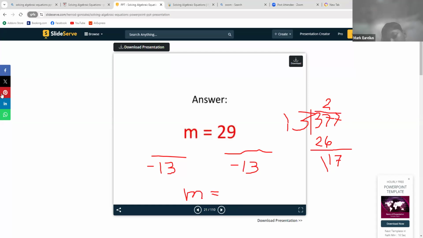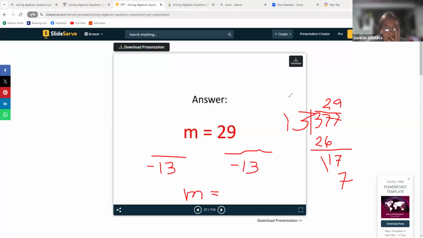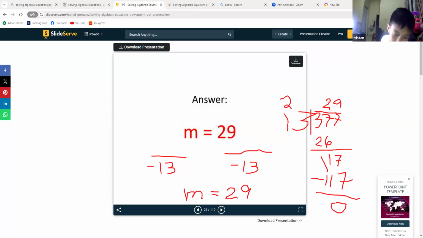The answer is 29. Okay, how does it become 29? 9 times 3 would give us 27. Carry 2. 9 times 1 is 9, plus 2 is 11. 117 minus 117 would give us 0. Therefore, the answer for m is 29.